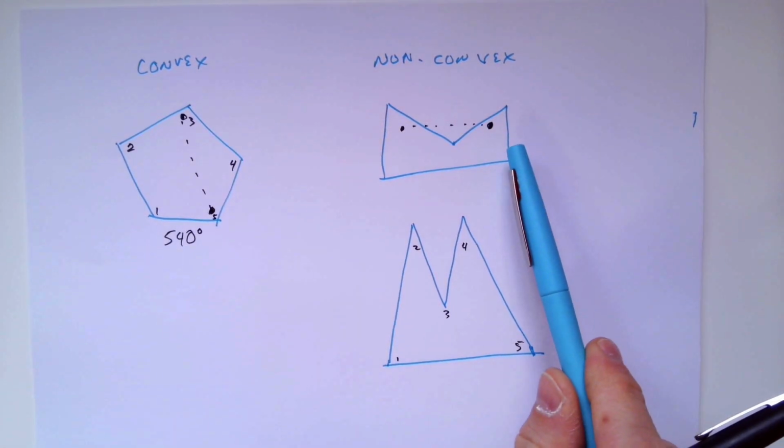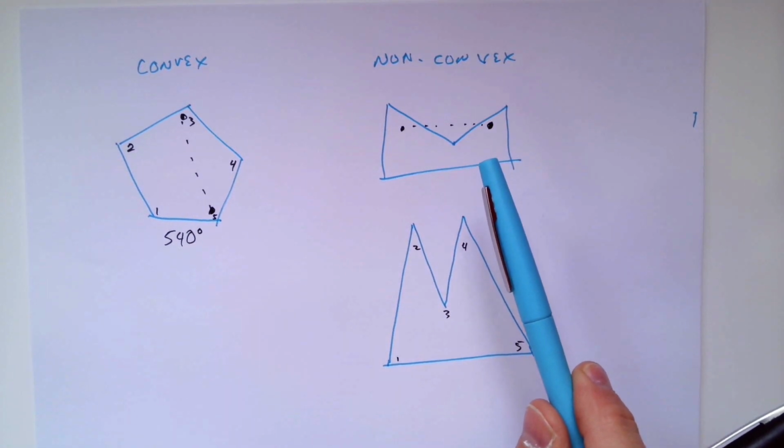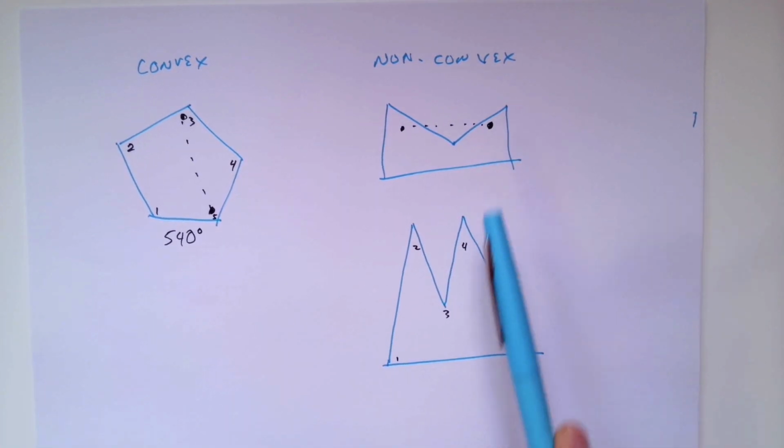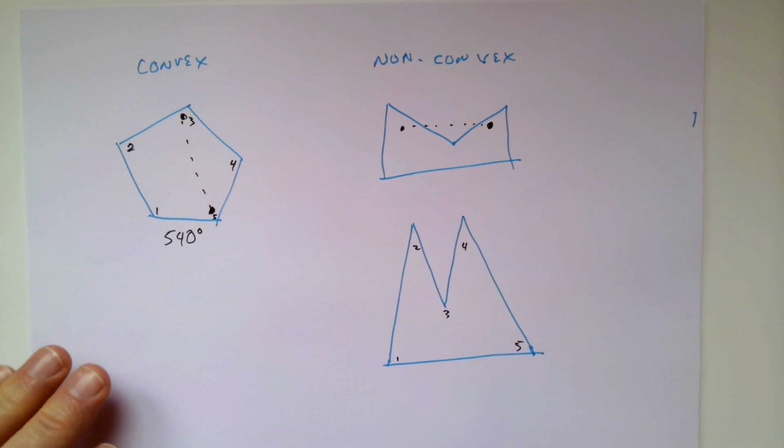A lot of these rules, a lot of the definitions, a lot of the theorems that we're using and properties that we're talking about fall apart when we deal with non-convex. But non-convex have their usefulness, and they have their own set of things that we can work with as well. But in this course, we're not going to be dealing with that.